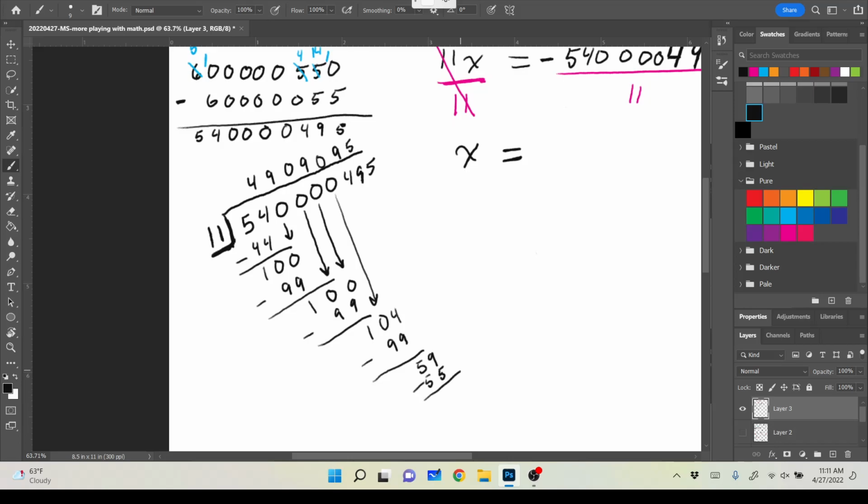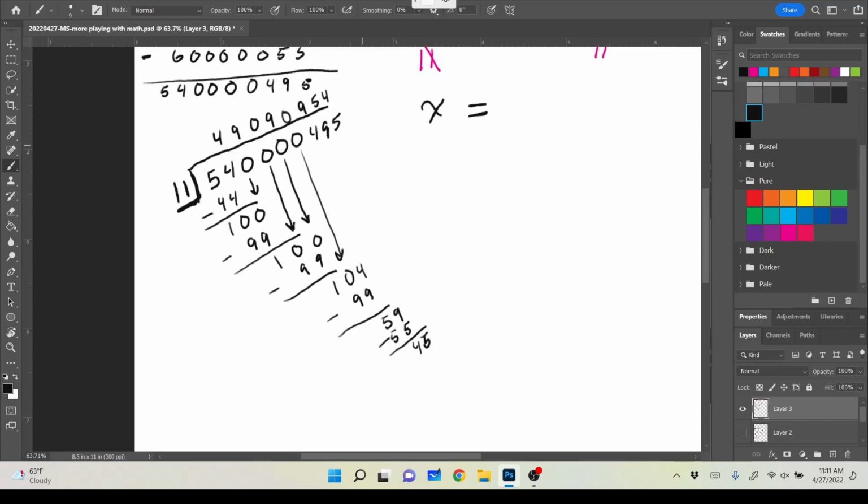What's 59 minus 55? 4. 45, we put a 3 up here. After we bring down the 5, right? And put a 30. Oh, just kidding. We shouldn't put a 3 there, should we, Brooklyn? We should probably put a 4 right there. What do you think? What's 4 times 11? 44. What's 45 minus 44? Positive 1. The 45 is bigger.